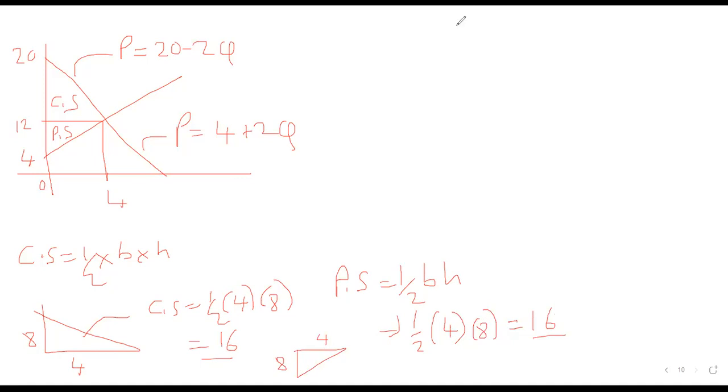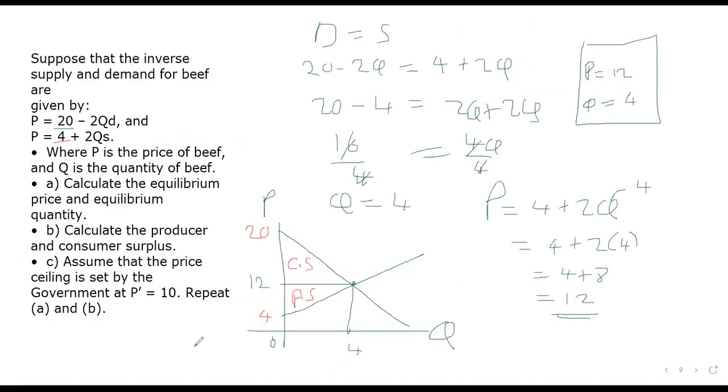All right, so our consumer surplus is what? 16. Our producer surplus is what? 16. Our total surplus will be what? The total will be 32. Now we're told something else: that the government has instituted a price ceiling of 10.